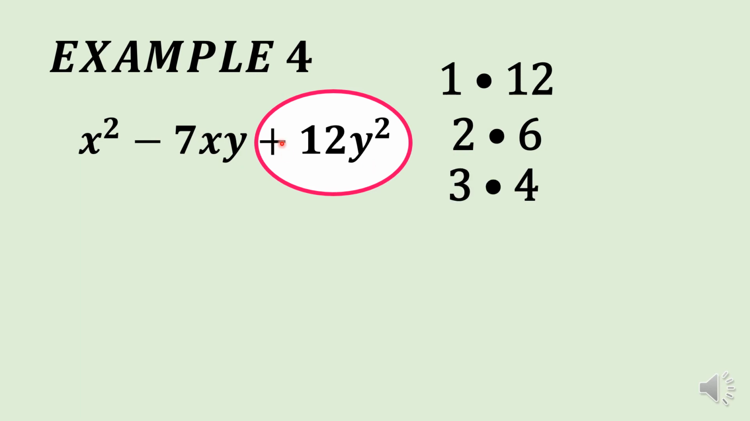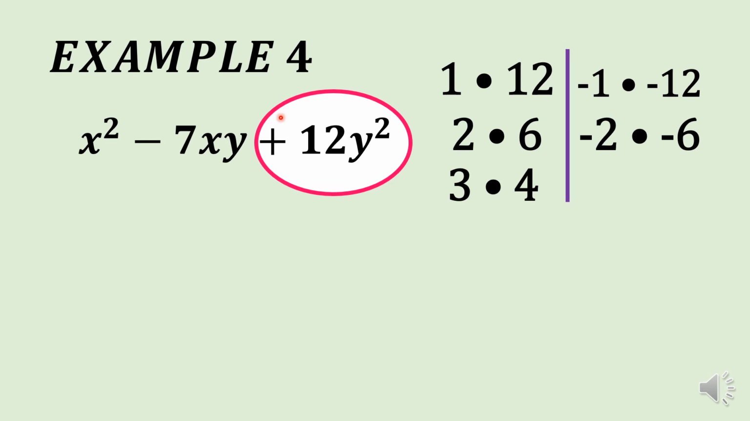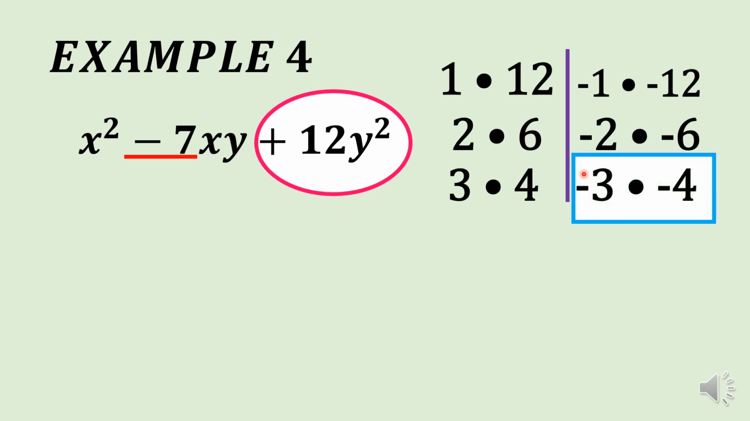So, again, kapag positive ito, pwede rin natin kunin yung kanyang negative side. So, gawin natin lahat na negative. So, you have negative 1 times negative 12, negative 2 times negative 6, and then negative 3 times negative 4. Okay? Next, focus on our second term. So, you have negative 7. So, alin dito sa mga factors ng positive 12 ang magbibigay ng sum na negative 7? Okay? So, magiging sagot natin is negative 3 at saka negative 4.